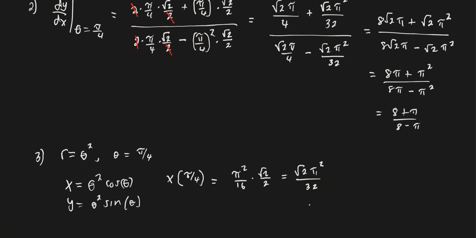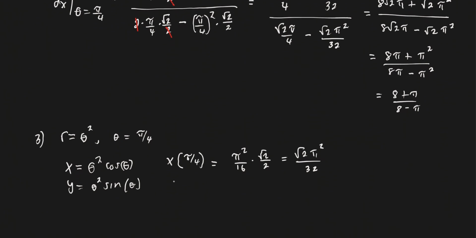And it turns out the y value at this point is going to be exactly the same, right? So there's a nice symmetry there. So it will be pi squared over 16 times root 2 over 2. I guess I could have just written down the result that I had in the previous line. But there you go. So that's our ordered pair.